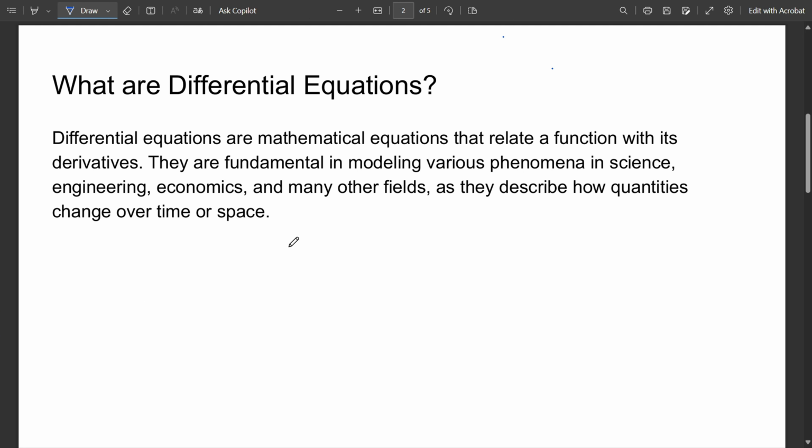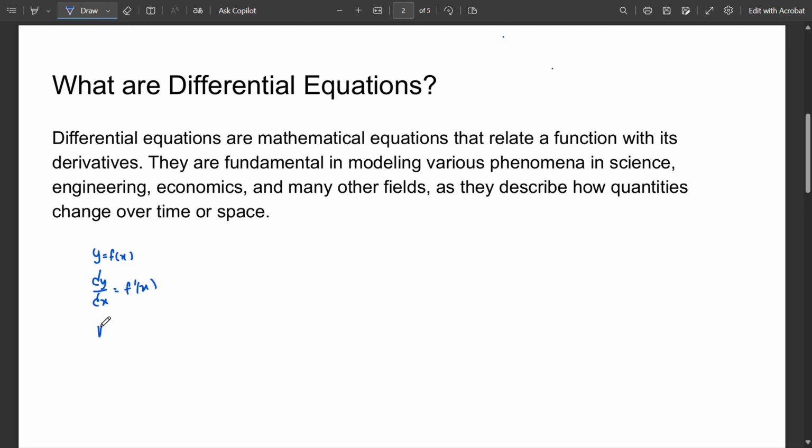And here's a breakdown of what it means. Let's say I have a function y equals f of x, and it describes a relationship between variables. For example, the position of an object over time. And a derivative like dy by dx equals f prime of x represents the rate at which that function changes with respect to its independent variable. For example, velocity.